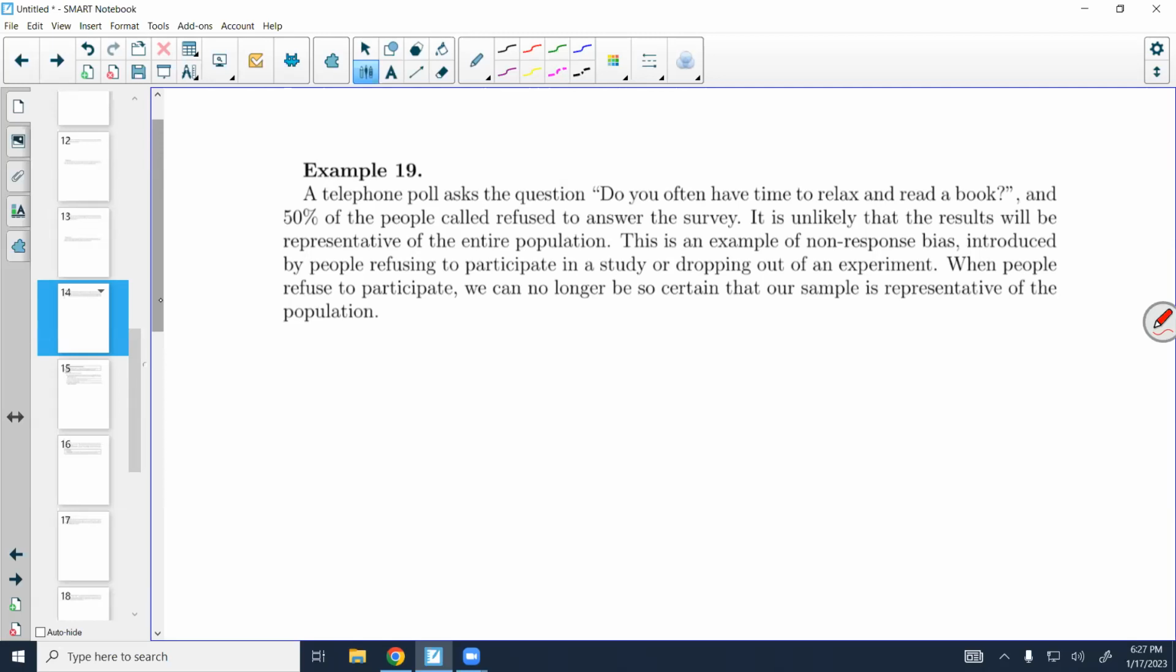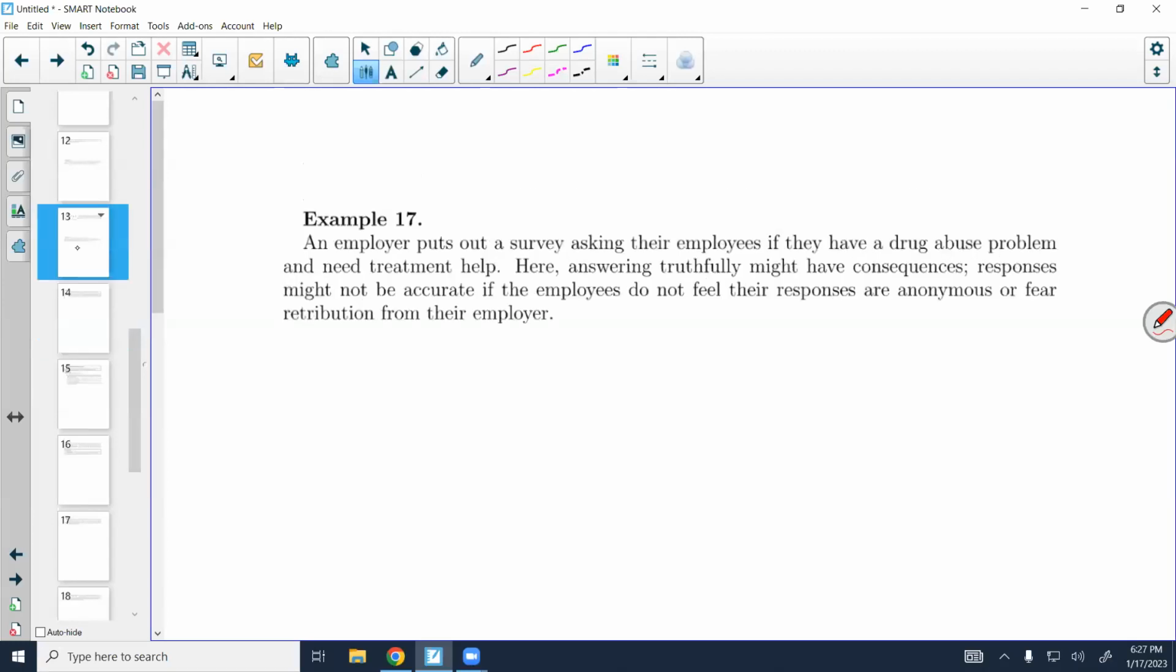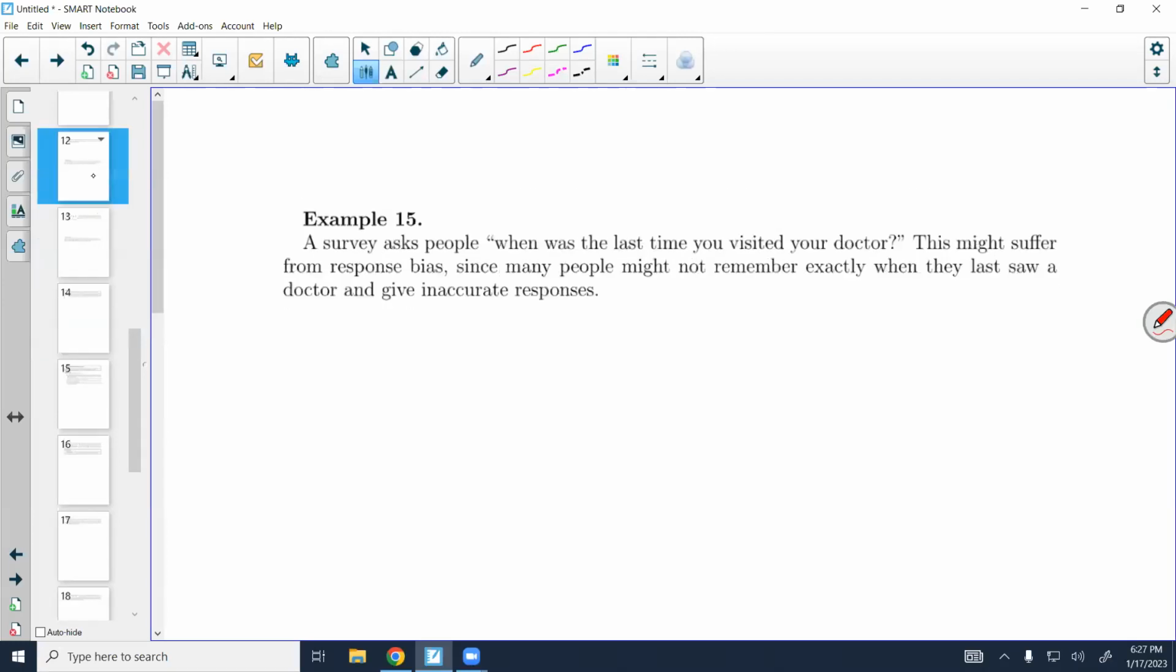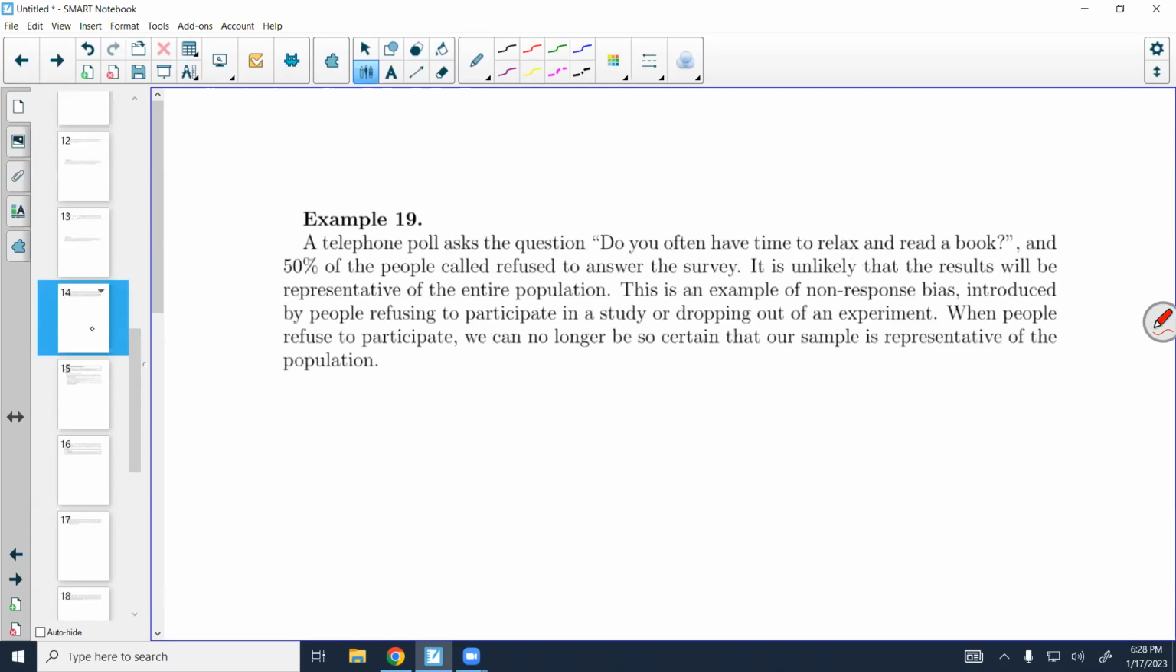And tell the one about the bathroom, yeah, response bias, because they might not remember, or they might not want you to know.